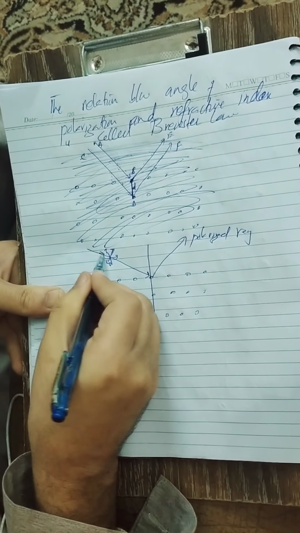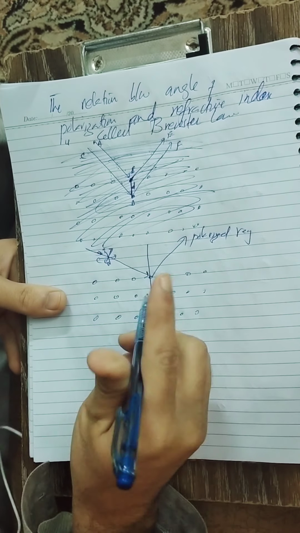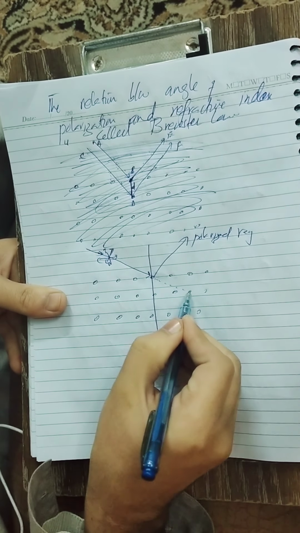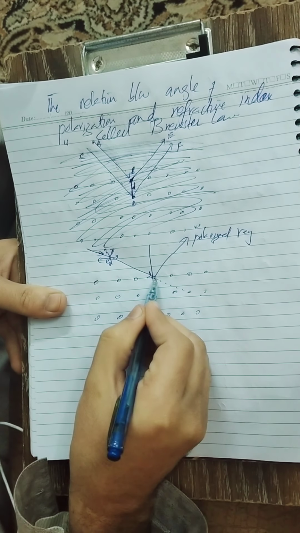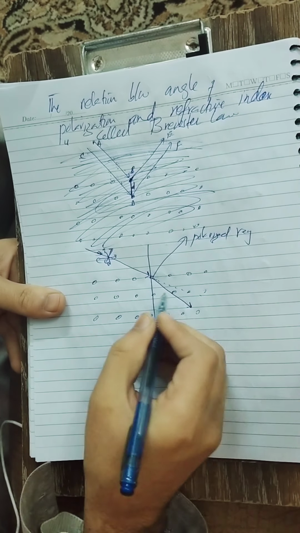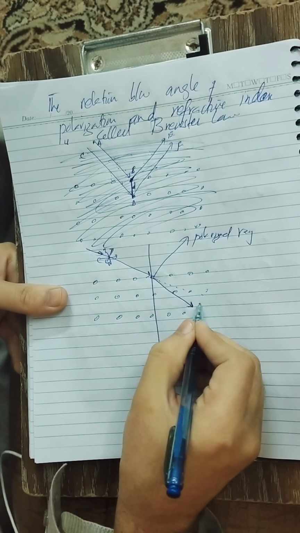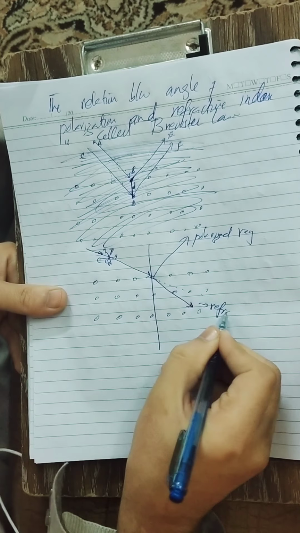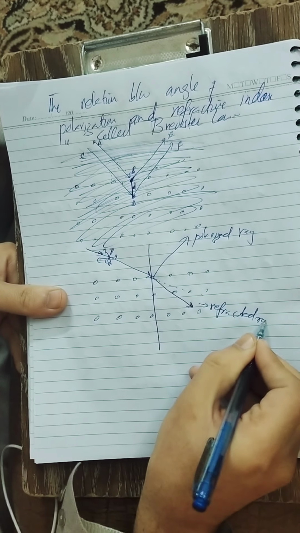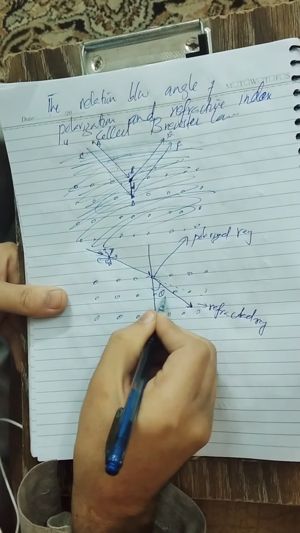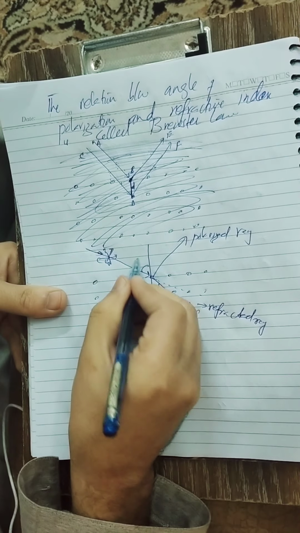This is called the incident or the non-polarized ray. This is the original path, but it will be bent towards the normal because this is the refracted angle. This is the refracted ray. So this angle is called the refracted angle. This angle is called the incident angle.